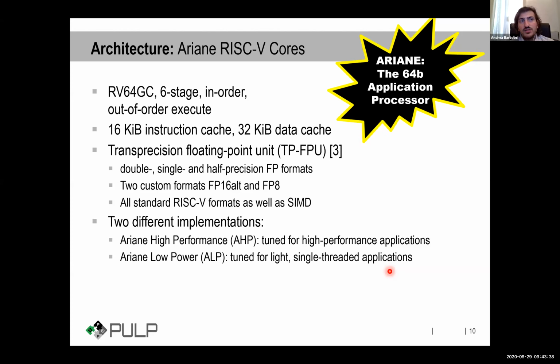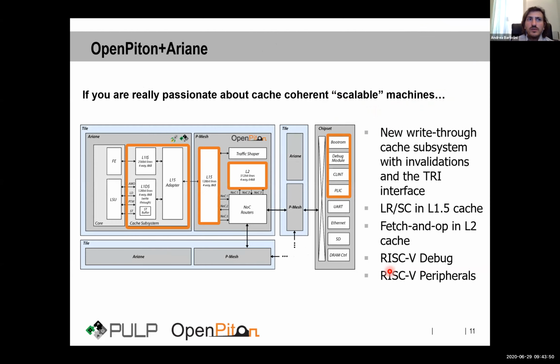There are two implementations of Ariane. One targets high performance computing, the high performance domain, and the other is for single thread applications, the low performance domain, with higher energy efficiency. Ariane has been, thanks to the OpenPiton project, integrated in a cache coherent many core system, so it can be instantiated in the many core system.